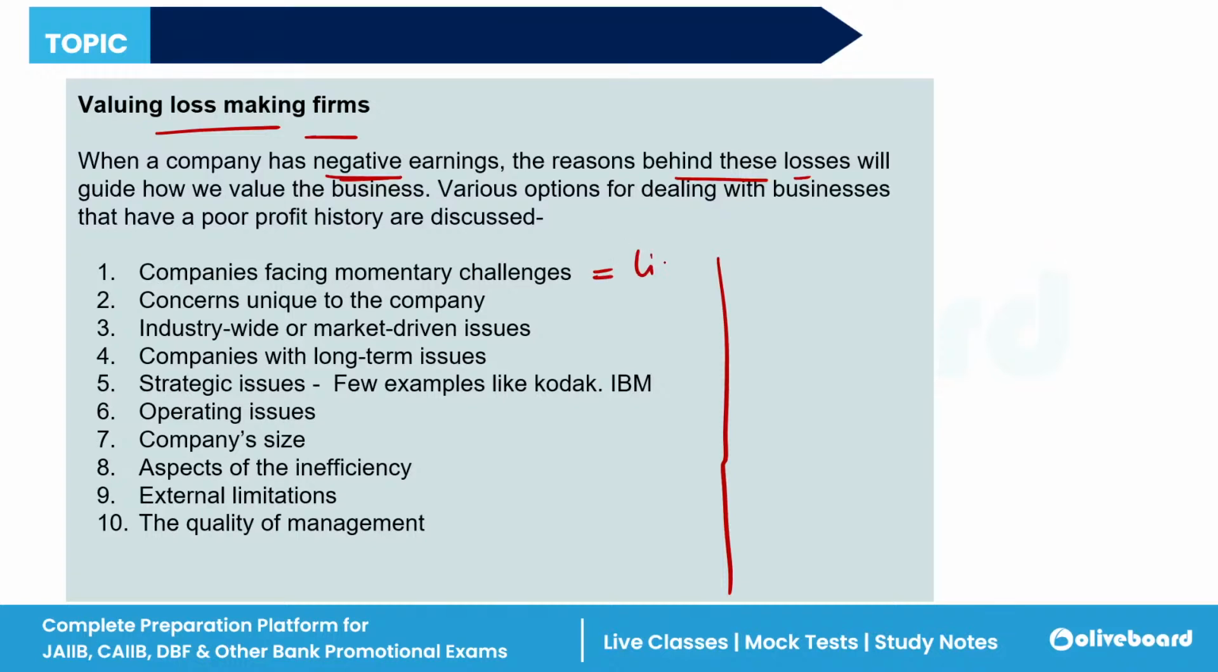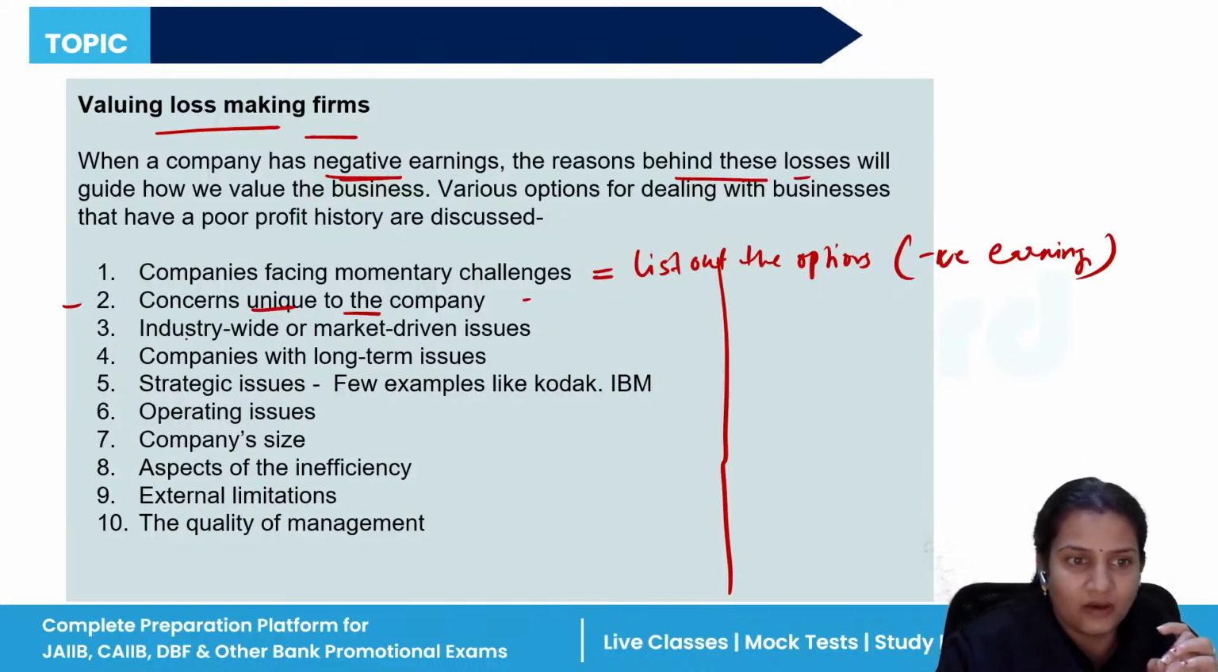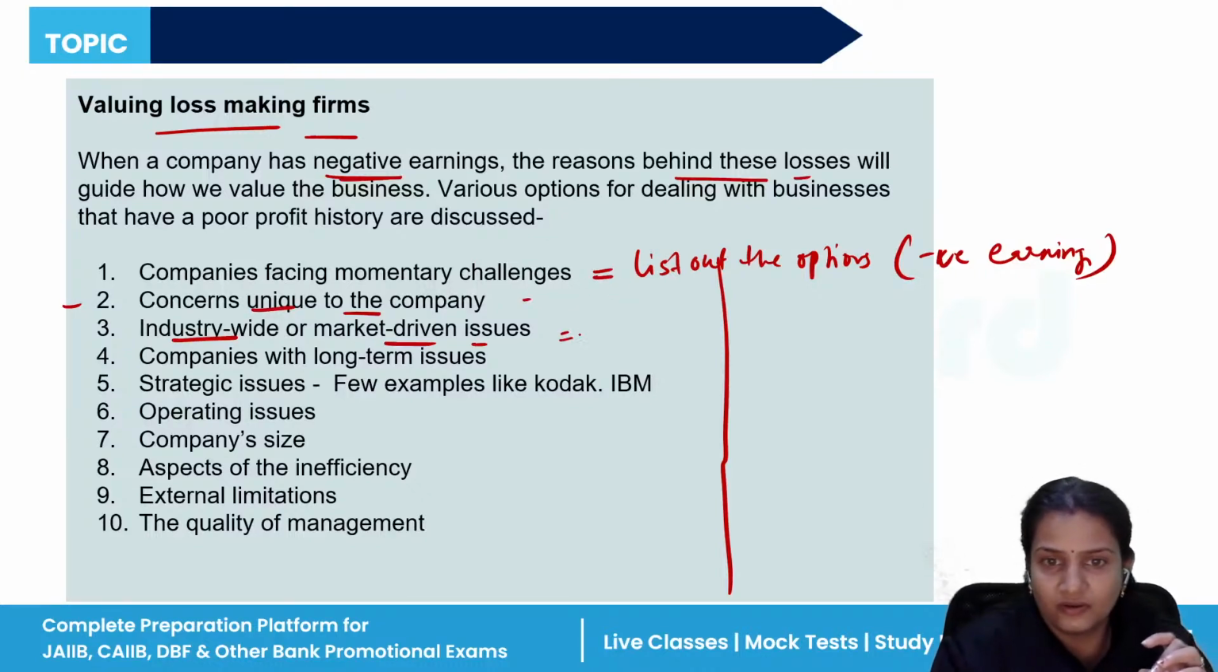First of all, you will list out the options which are giving you negative earnings. After that, you will see the concerns unique to the company. Is this concern with your company only, or is it the same concern with every company? So you will see the concerns. Now, industry wide or market driven issues. Market conditions are impacting your company. Is this the issue of the whole industry, or is the market creating such issues?